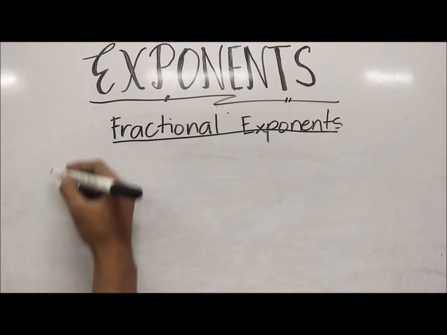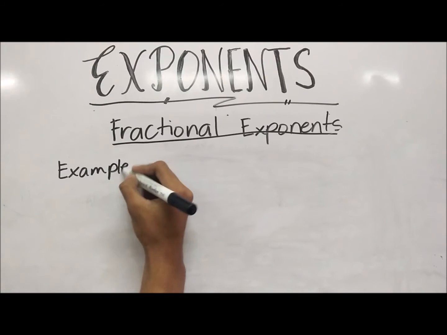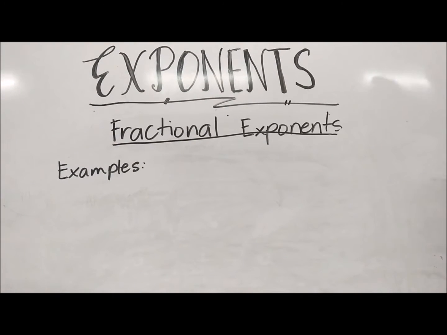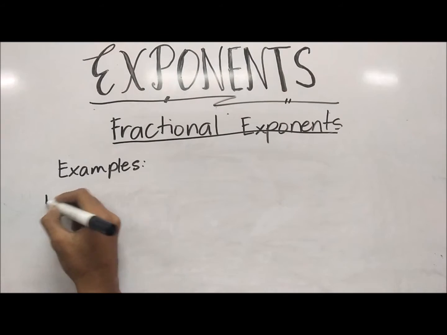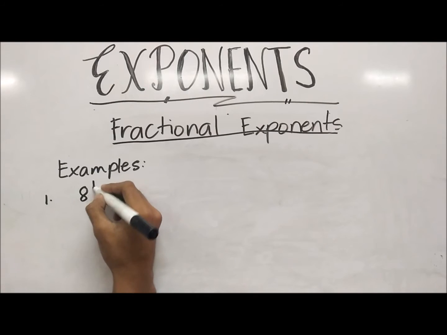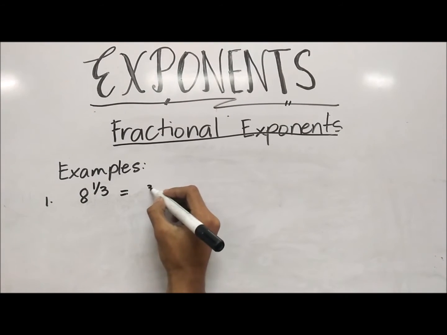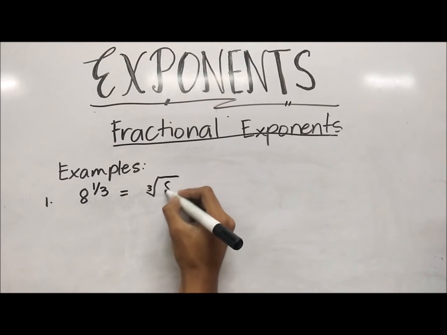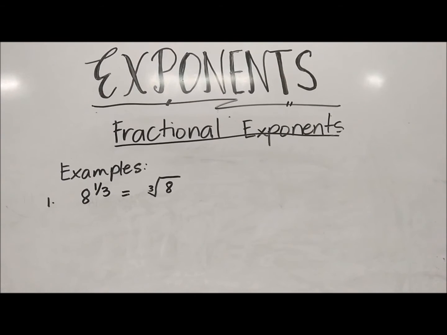To understand it more, we should do some examples. We need to change the exponential form to a radical and tell whether it has or has no solution. First, 8 raised to 1/3 is just equal to the cube root of 8. And it has exactly one solution because 8 is a real number and 3 is an odd positive integer.